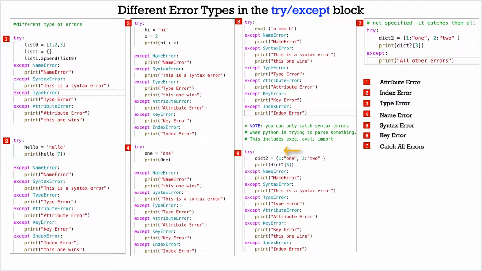The 6th one is a key error. So now we're dealing with dictionaries, keys, and values. So dict2, we have 2 elements in our dictionary, and then we try to print 3, which doesn't exist. So we'll throw a key error there, and ours says key error, and this one wins.